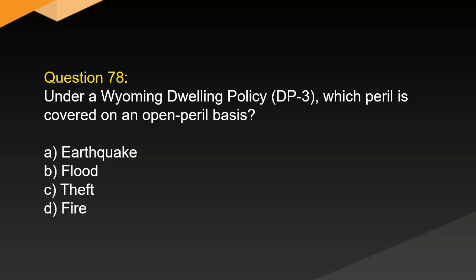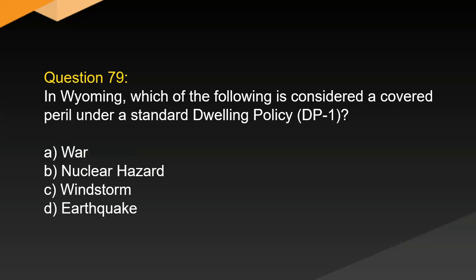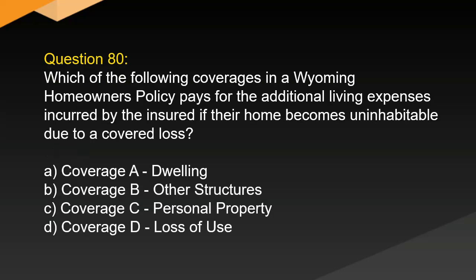A. Earthquake. B. Flood. C. Theft. D. Fire. Question 79. In Wyoming, which of the following is considered a covered peril under a standard dwelling policy? A. War. B. Nuclear hazard. C. Windstorm. D. Earthquake.